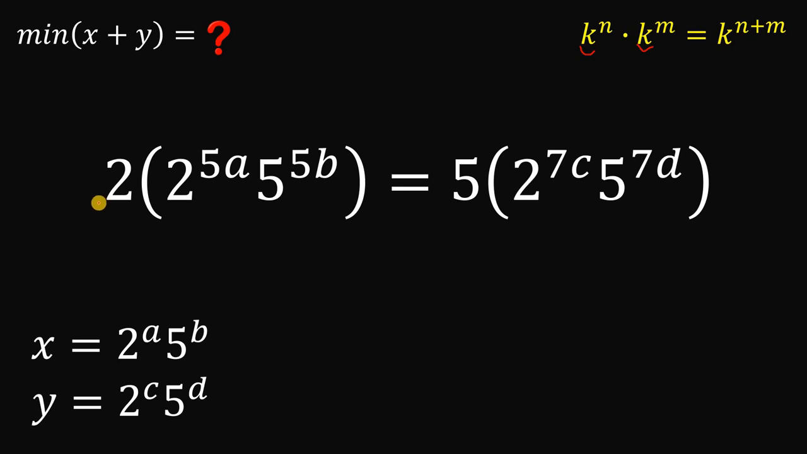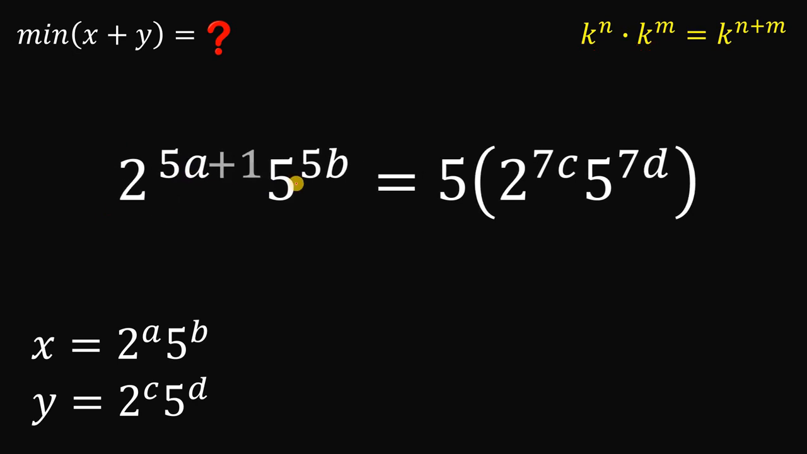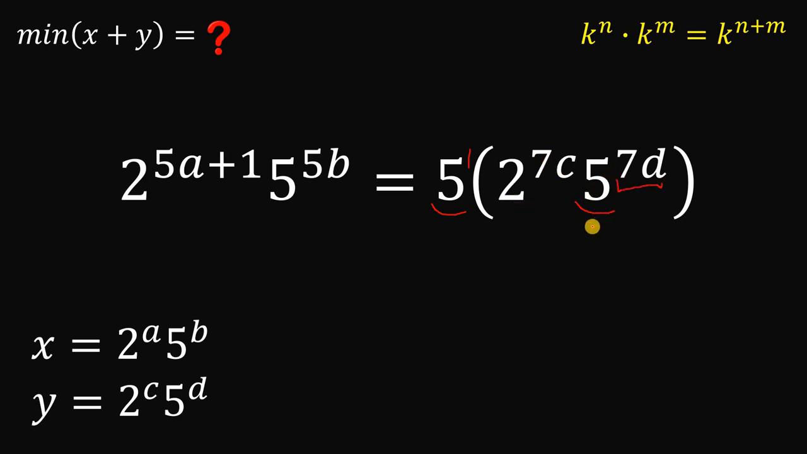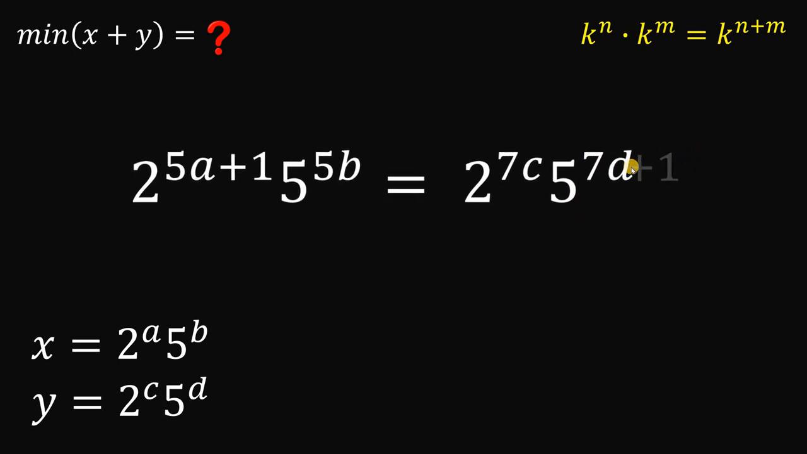Now, on the left-hand side, take note that we have 2 here, and this exponent must be equal to 1. And we also have the base 2 right here, with the exponent of 5 times a. So the left-hand side can be written as 2 raised to 5a plus 1 multiplied by 5 raised to the power of 5b. Also, on the right-hand side, we have 5 with exponent of 1, and we also have the base 5 with exponent of 7d. So this can be written as 2 raised to 7c multiplied by 5 raised to 7d plus 1.